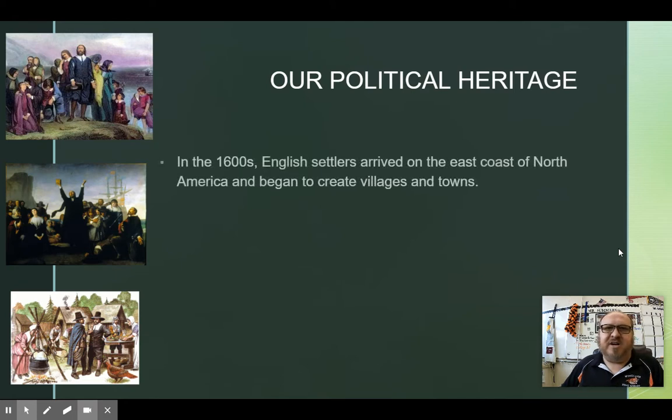All right, start off talking about our political heritage. So where do our ideas of politics basically come from? Well, going all the way back to the 1600s, it's not the furthest back we'll go yet, but in the 1600s, a bunch of English people came here from England. That's why they're called English. They arrived here on the east coast of North America, and they began creating villages and towns.